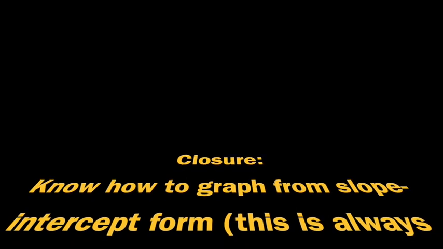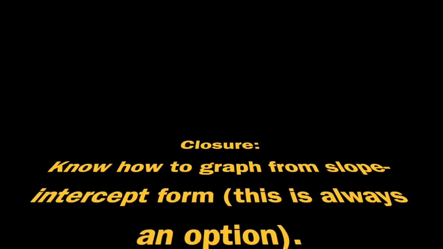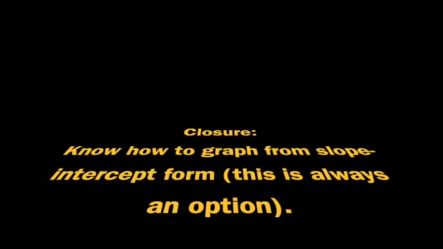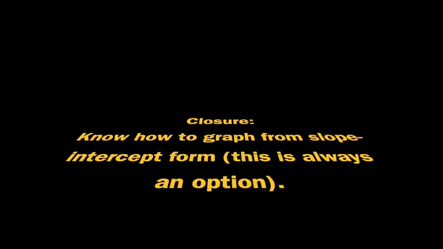While there wasn't a whole lot new in this lesson, it served as a really good summary for all the graphing we've learned this unit. A couple of key takeaways for you. 1, know how to graph from slope-intercept form. This is the most important because you can always do it, and it's the most common form of a line that you're going to see.